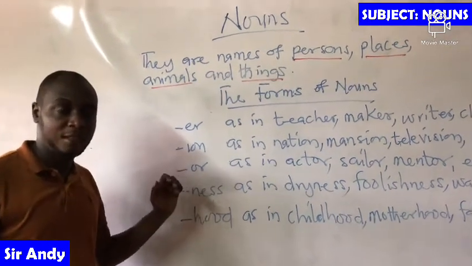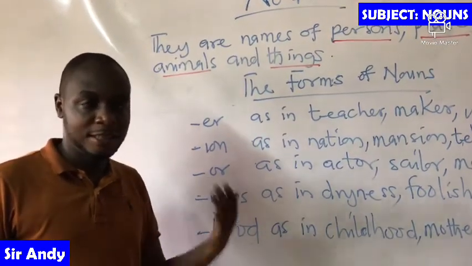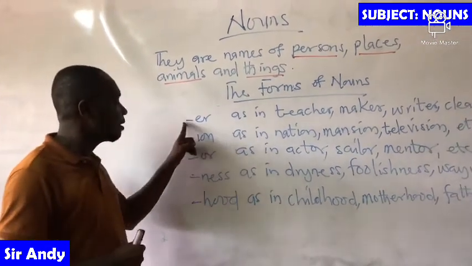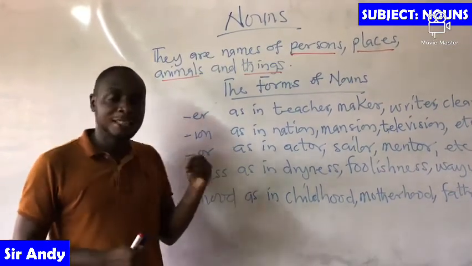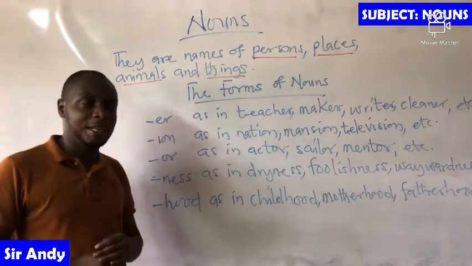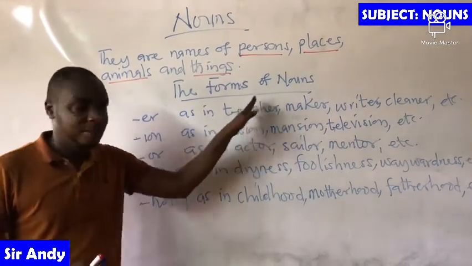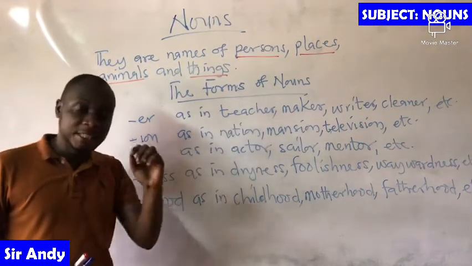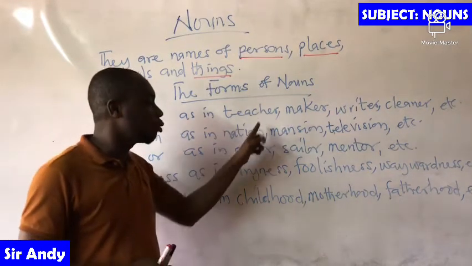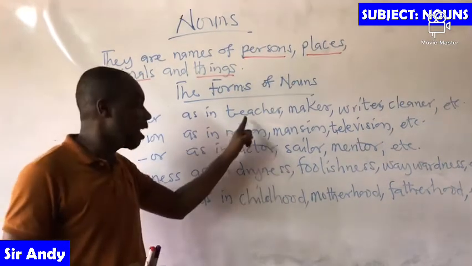And what do we mean by suffixes? They are words which end a particular root word, and they sometimes change the meaning of that word. And as you can see, this dash ER, words which end with such could be regarded as nouns. So if you have a word like teacher, the root word is teach, which is a verb. But the very moment we add ER to it, it changes to become teacher, which now becomes a noun.